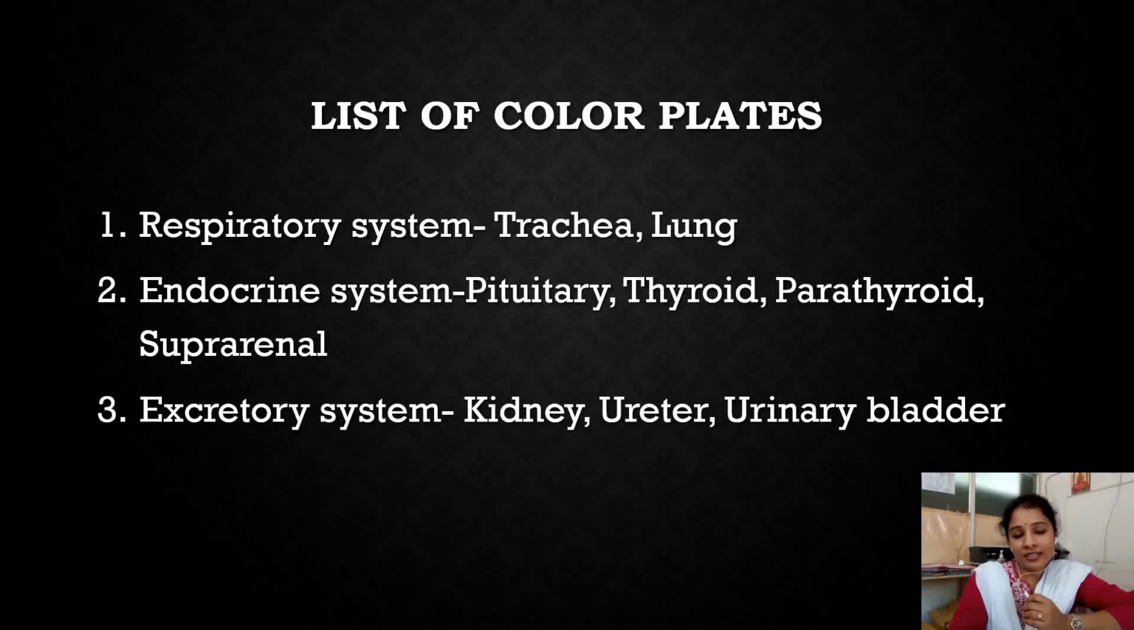Here is the list of the slides which I am going to discuss today. Under respiratory system, trachea and lung; endocrine system, pituitary gland, thyroid gland, parathyroid gland and suprarenal gland. And under excretory system, I am going to discuss three topics, that is kidney, ureter and urinary bladder.